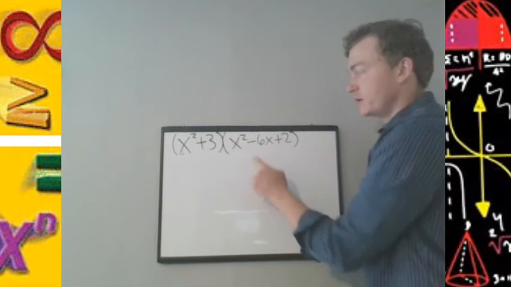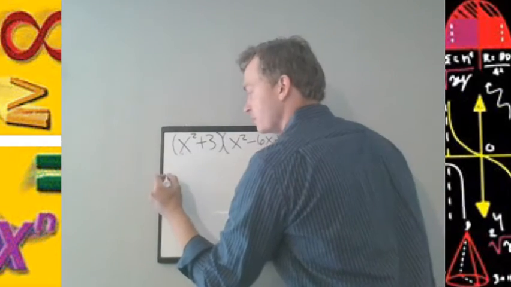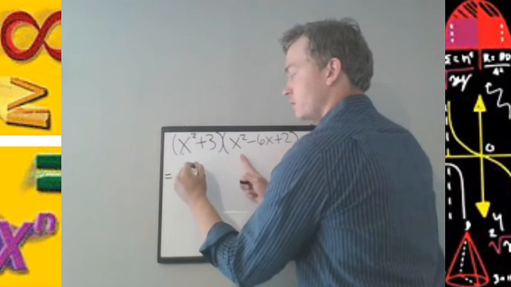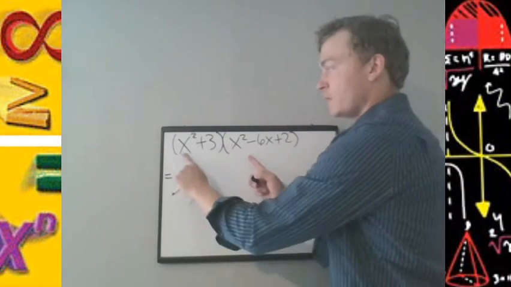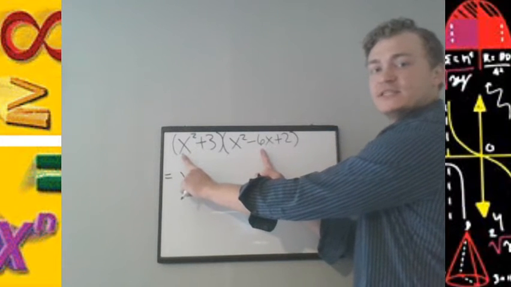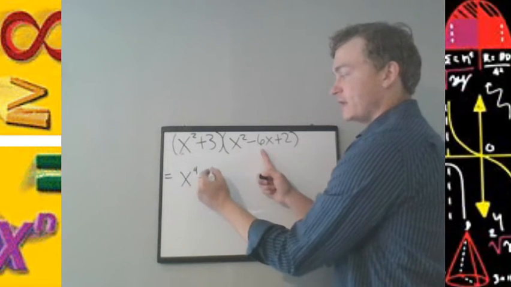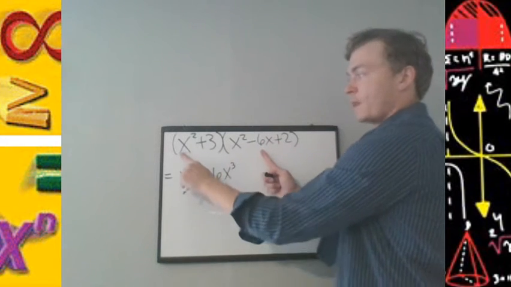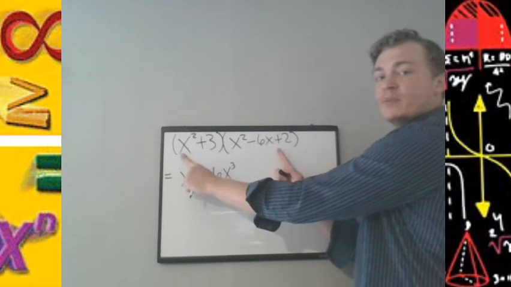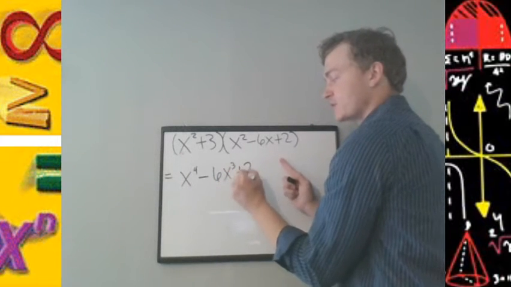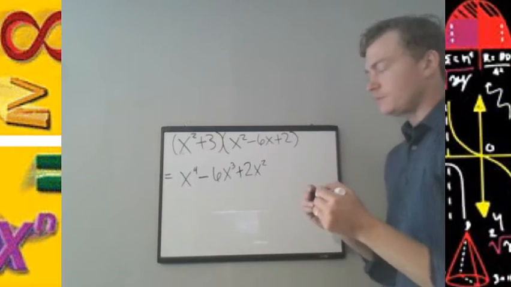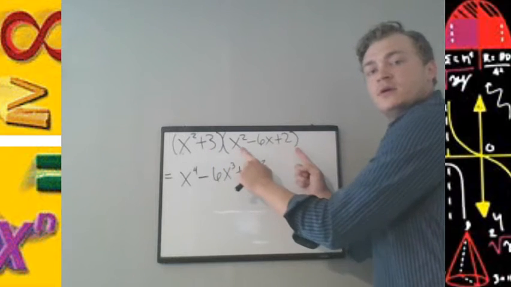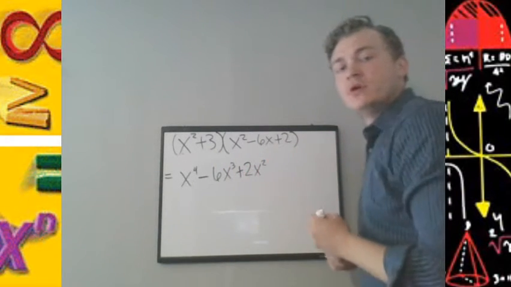Distributing the x squared to each of the 3 terms. X squared times x squared, x to the 4th power. X squared times negative 6x is a negative 6 times x squared, which is x cubed. X squared times a positive 2, or a positive 2 times x squared, is positive 2x squared. Next step here is to distribute the 3 to this entire trinomial with multiplication.